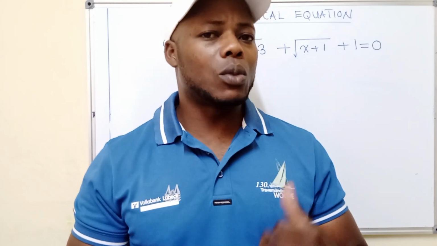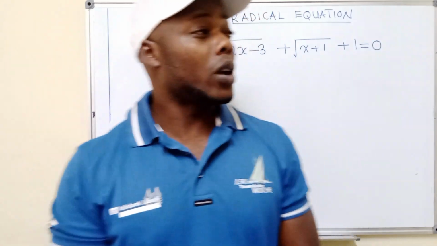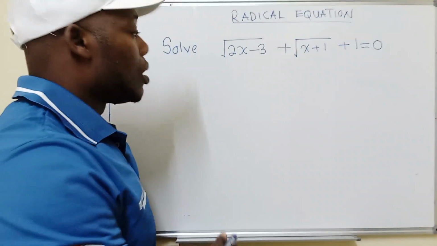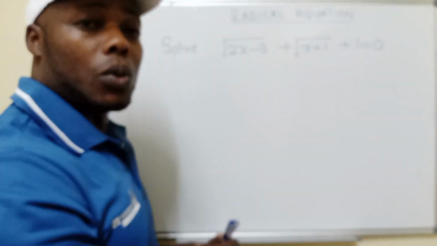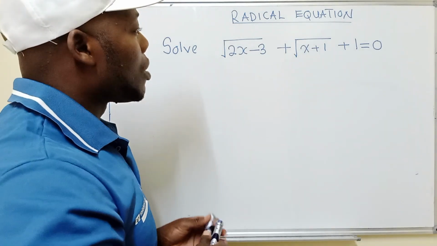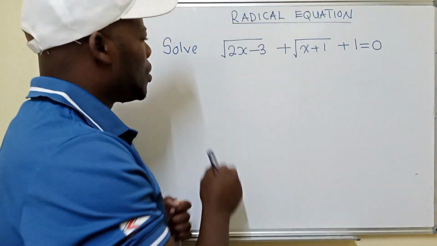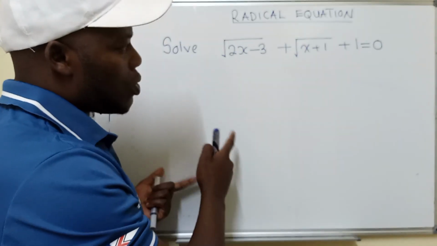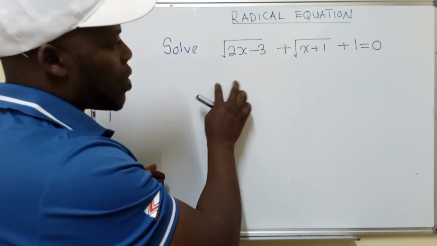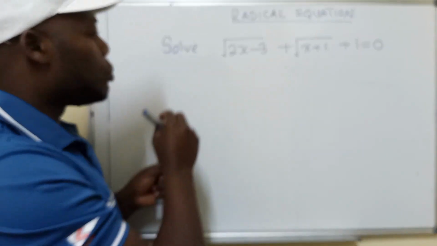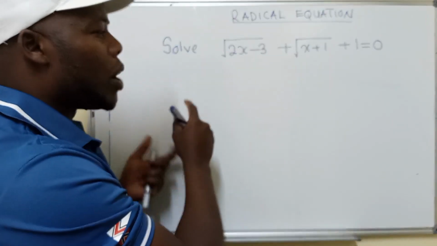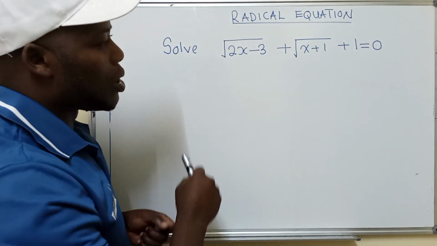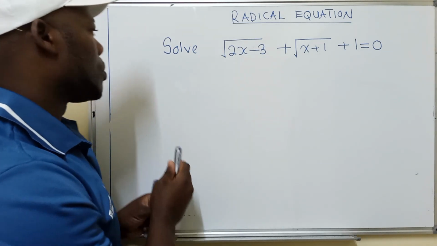I've got this question with me. It's over here. This is under radicals, which we are expected to solve. Without wasting our time, what you need to know is that when solving radicals, at each point you must try by all means to get rid of the radicals so that you can solve the equation.